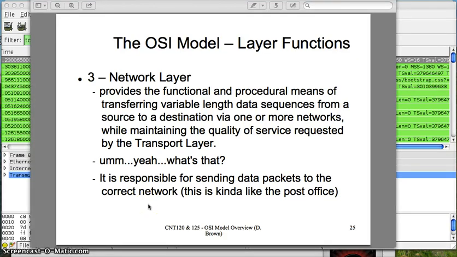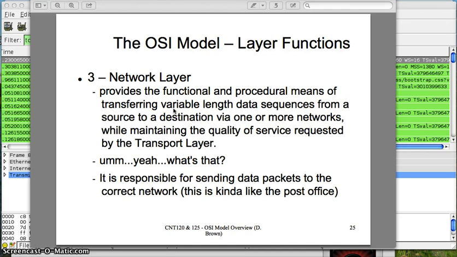We just left off at layer 4, so we're on layer 3 now. We're looking at the network layer. If we look up the definition for network layer, this is what we see: provides a functional procedural means of transferring variable length data sequences from source to destination via one or more networks while maintaining the quality of service requested by the transport layer. That usually elicits a, yeah, that's nice.